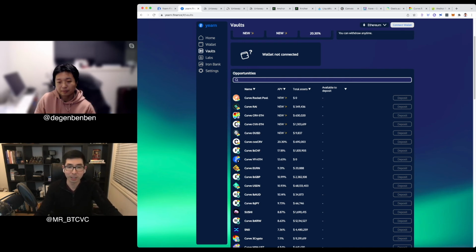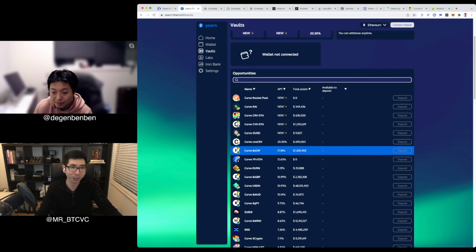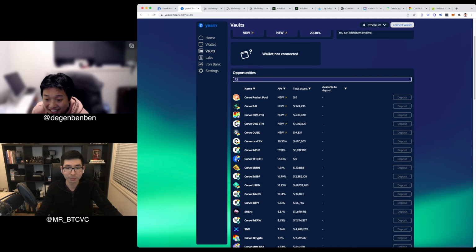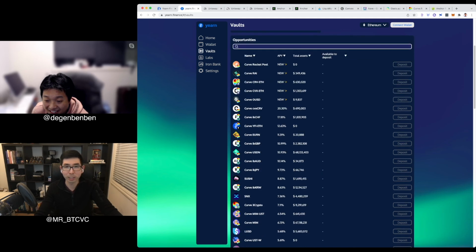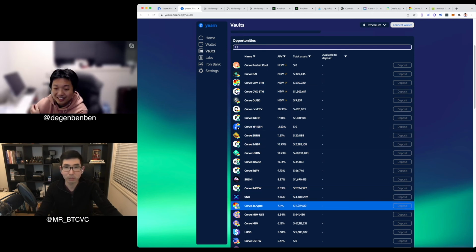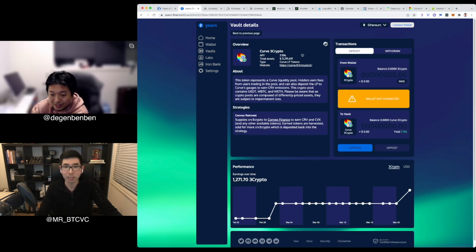So you can see, it's very obvious, Curve pools are very, very popular here. So you can click into, let's see, Curve tricrypto. You can see what it does is it actually supplies Curve tricrypto to Convex that we talked about. So you can earn CRV and CVX, and then they are harvested and sold for more tricrypto, and it's deposited back in the strategy.